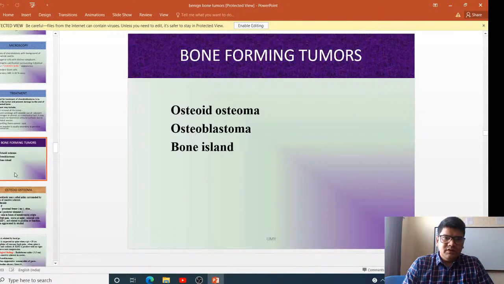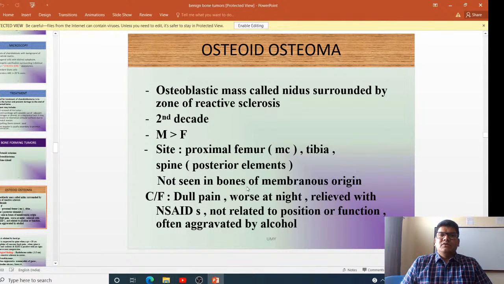Next, we concentrate on bone forming tumors. So osteoid osteoma is most common in the second decade, more common in males than females. Most common sites are the proximal femur, tibia, and spine; it is not seen in bones of membranous origin. It causes dull pain.